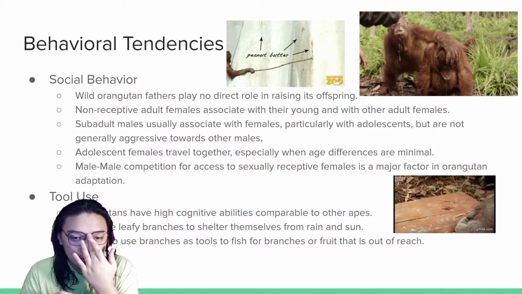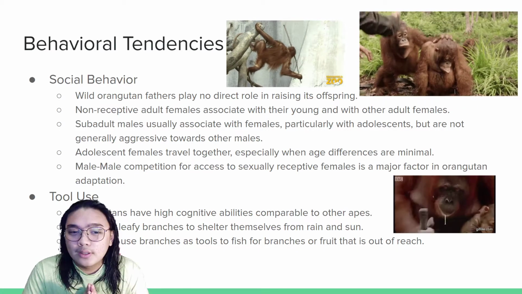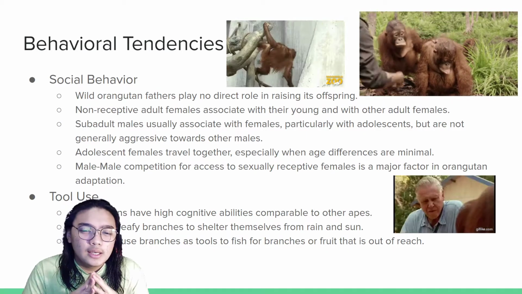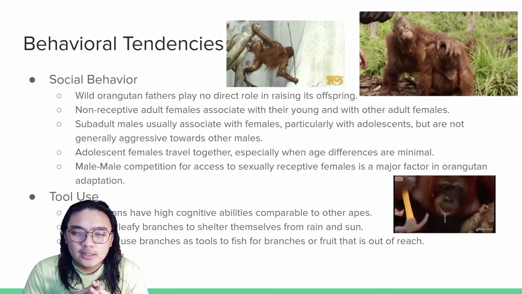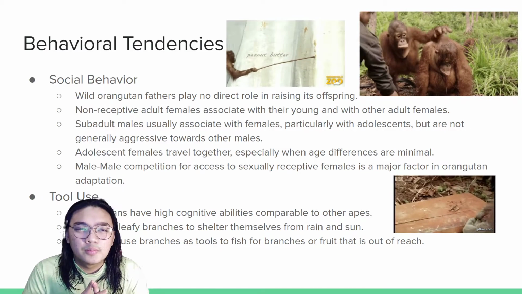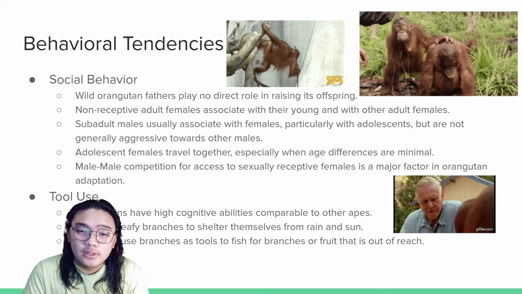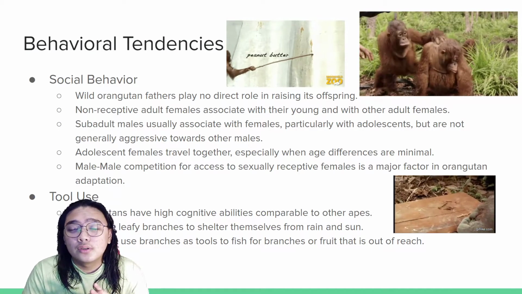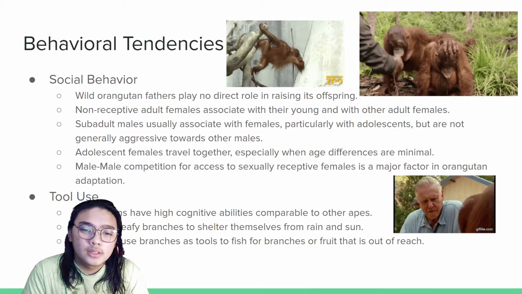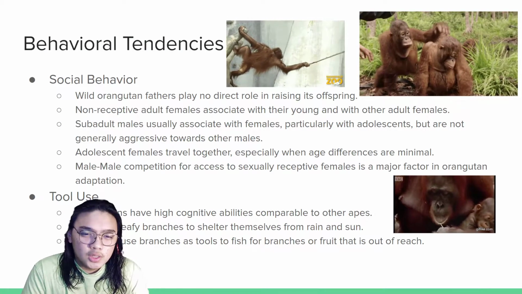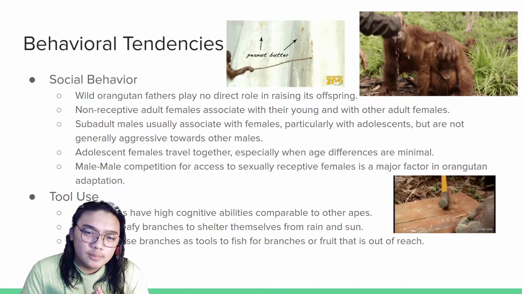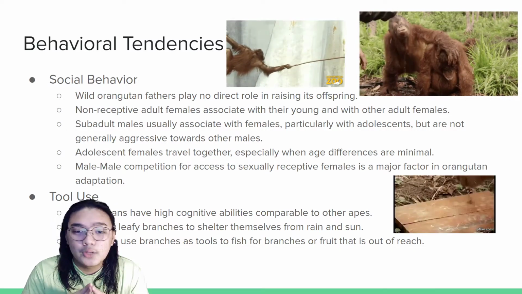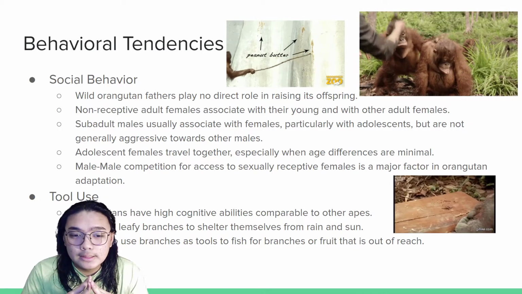Yeah. Okay. Next is their behavior tendencies. So the social behavior is that the wild orangutan fathers don't really have a direct role in raising their offspring, but the adult females will associate with their young offspring and with the other adult males. The subadult males usually associate with females, particularly with adolescents, but are not generally aggressive towards other males.